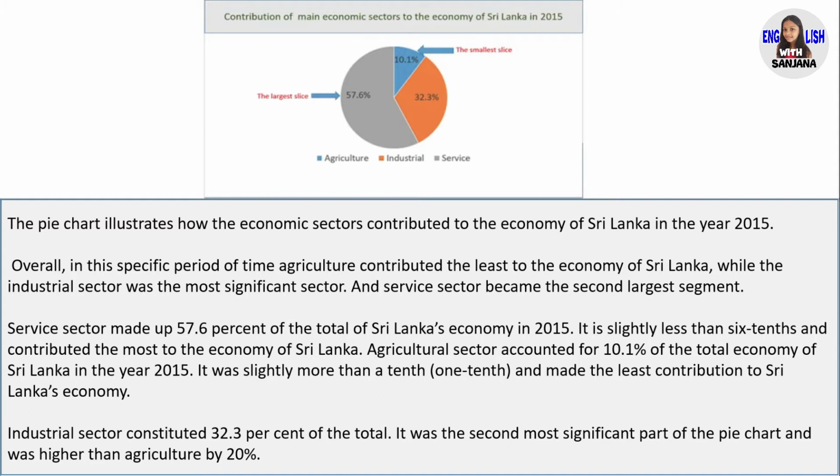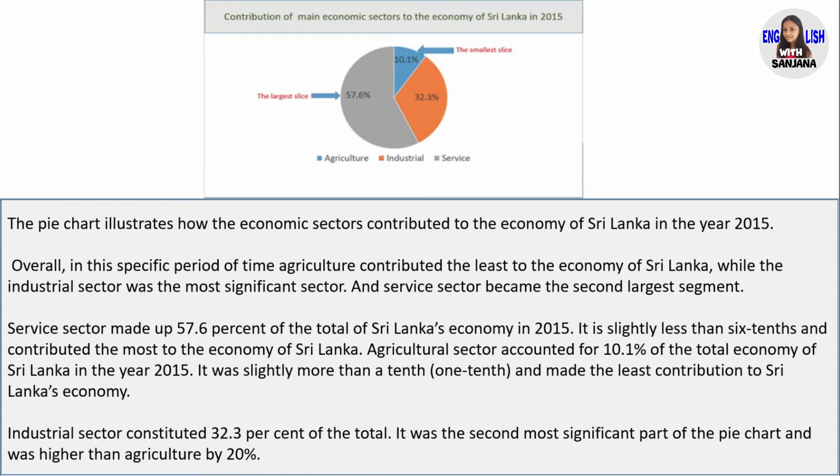The pie chart illustrates how the economic sectors contributed to the economy of Sri Lanka in the year 2015. Overall, in this specific period of time, agriculture contributed the least to the economy of Sri Lanka, while the industrial sector was the most significant sector, and the service sector became the second largest segment.